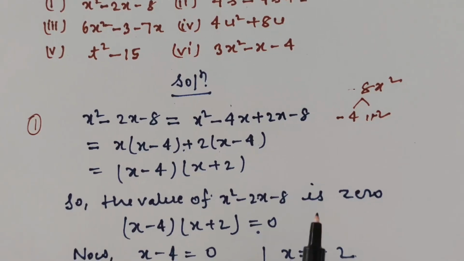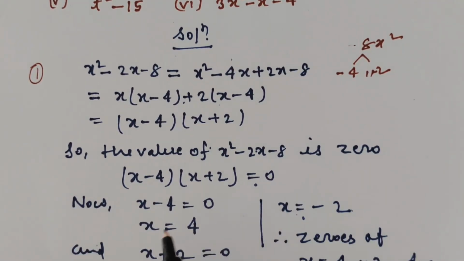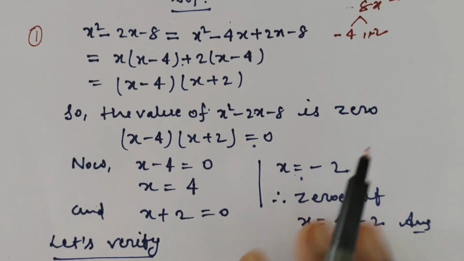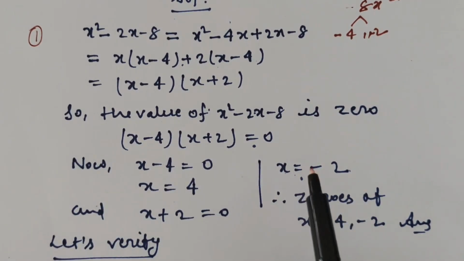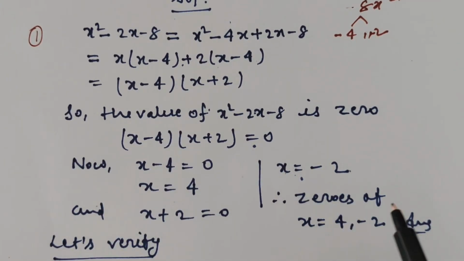After that, set each factor to 0. Now x minus 4 equals 0, so x equals 4. That is the first zero. Then x plus 2 equals 0, so finally x equals minus 2. So the zeros of this polynomial are 4 and minus 2.